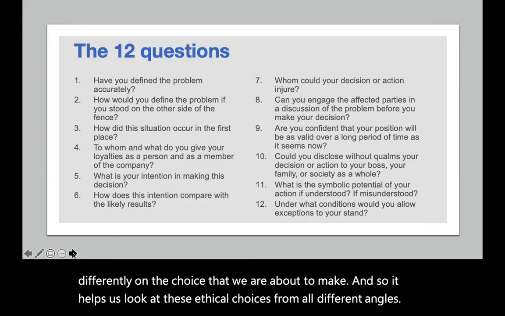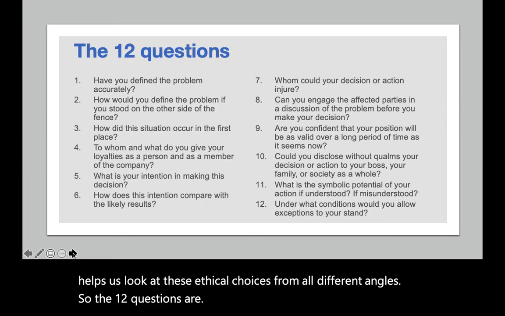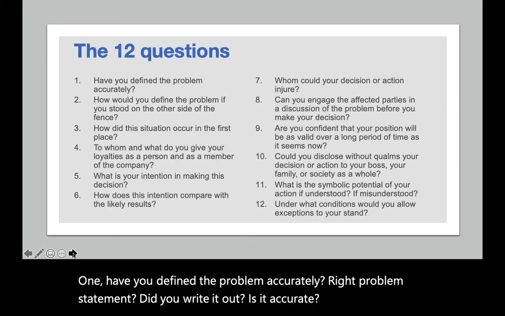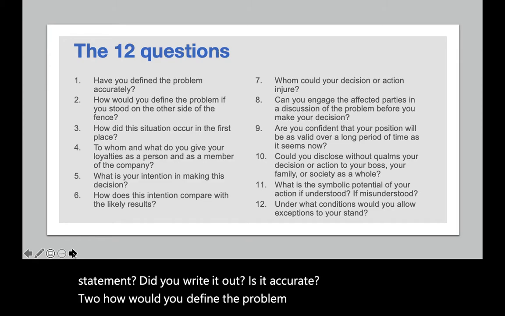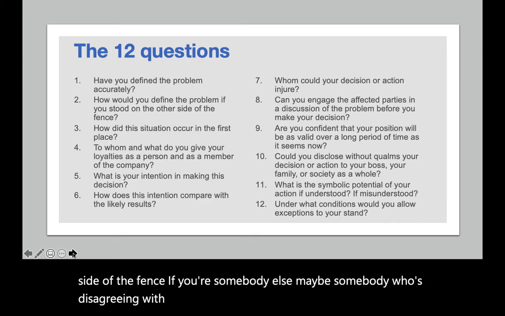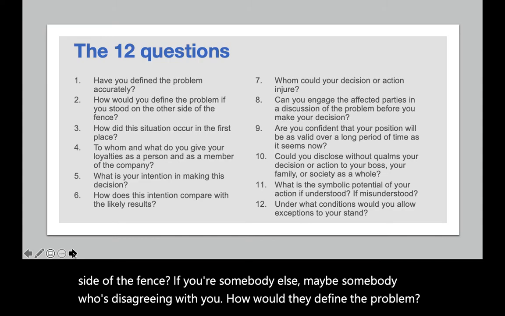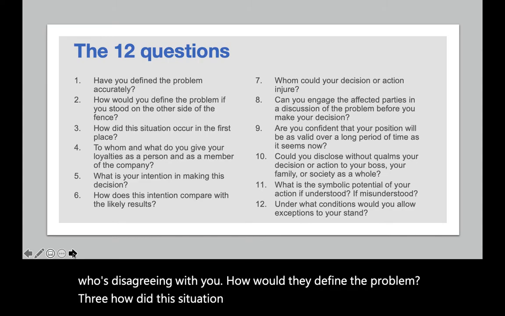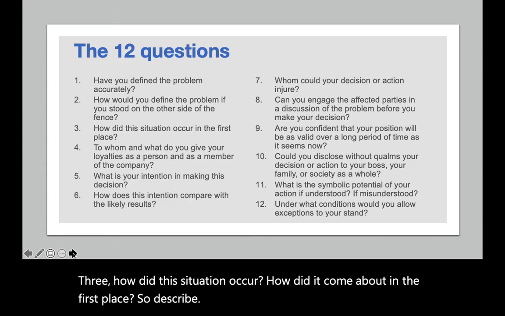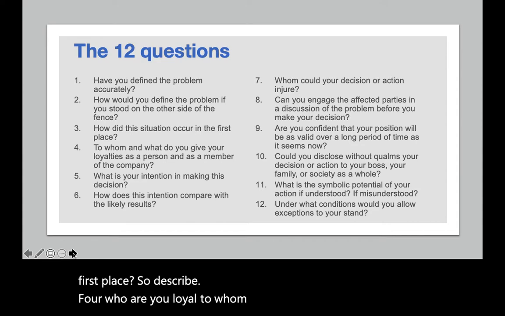So the 12 questions are: 1, have you defined the problem accurately, right? Problem statement, did you write it out? Is it accurate? 2, how would you define the problem if you stood on the other side of the fence? If you're somebody else, maybe somebody who's disagreeing with you, how would they define the problem? 3, how did this situation occur? How did it come about in the first place? So describe. 4, who are you loyal to? To whom and to what in your organization do you give your loyalty?